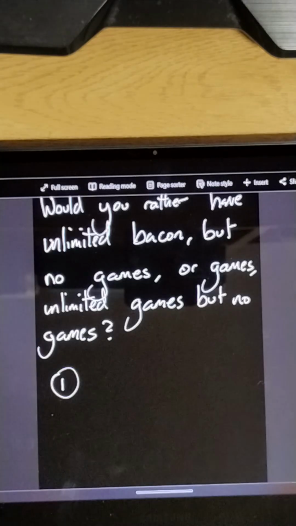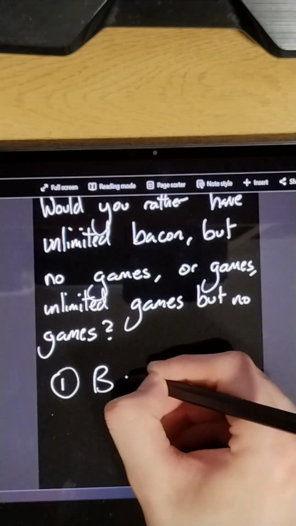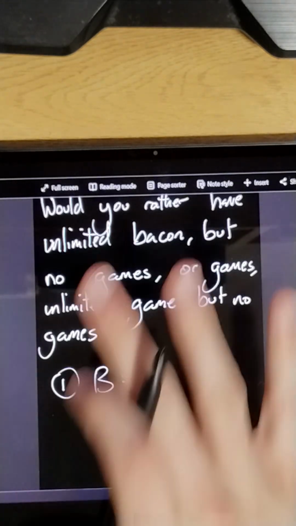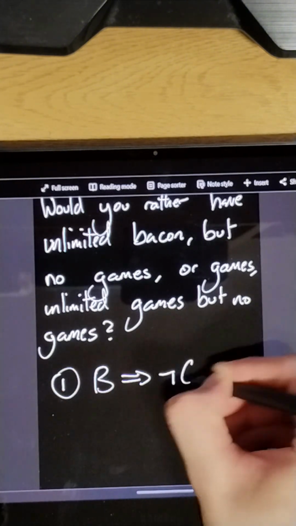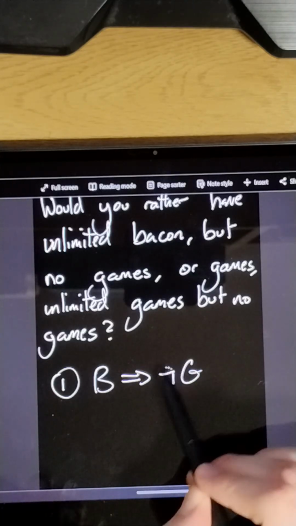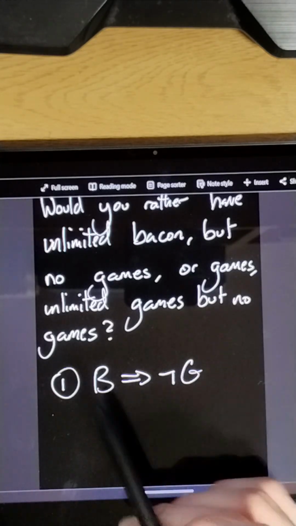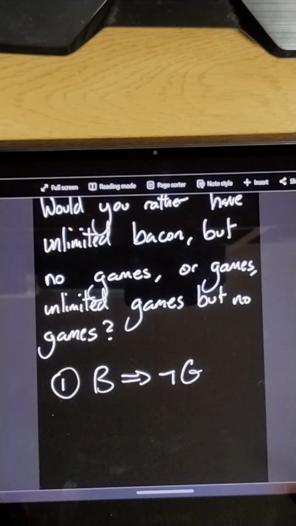So the first one, would you rather have unlimited bacon but no games? We're going to define bacon in terms of B, and this is implying, so whenever B is true, that we have unlimited bacon, we will have no games. And we're going to define games as a capital G, and this little right angle means not. So having bacon tells us that we have no games.